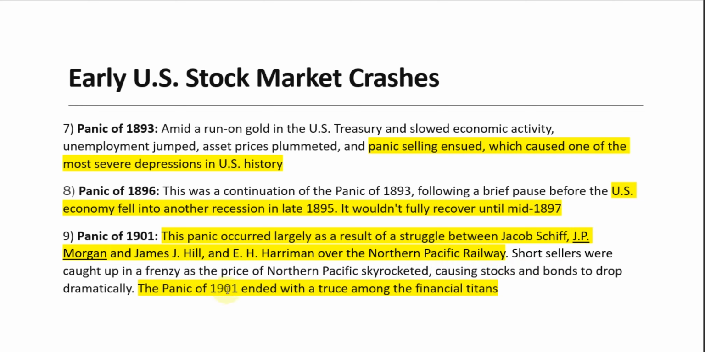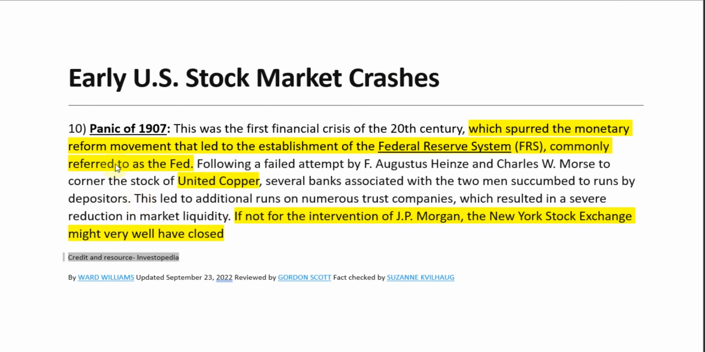And the panic in 1901 ended when these guys, I guess, sat down, had a beer and a truce, because I would imagine they were all hit hard. So that's the main reason. I guess no one could really take out the other at that time. And then the last big one before 1929 was the Panic in 1907.